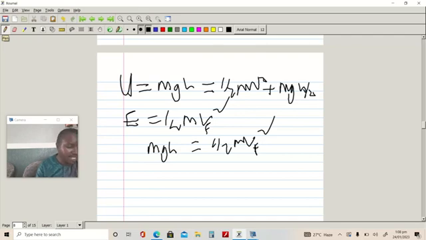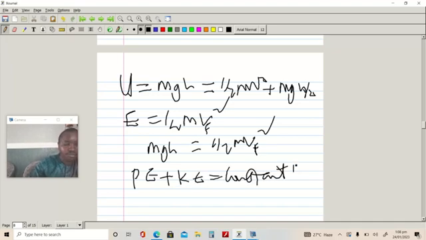It is now clear that as the body falls, its potential energy is converted to kinetic energy. Thus, for a free falling body, the potential energy plus kinetic energy is equal to a constant. Let's see this by solving a simple problem.